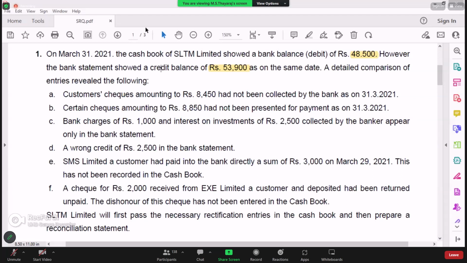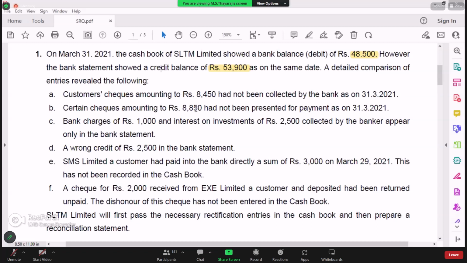Okay, students, there are 6 reasons given for this difference. One by one, we will see. Customers' checks amounting to 8,450 have not been collected by the bank. In this case, our debtors, we are the company, our debtors gave some checks to us that are favorable to us. We have to enter them into the cash book, but the bank has not rectified this. Sometimes we have sent that check and the bank has not entered it. So this happens because our bank balance will be increased while the bank statement balance will be decreased.